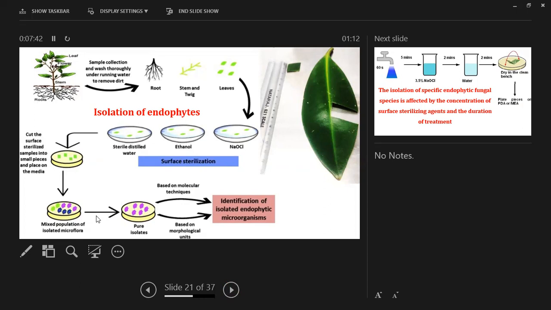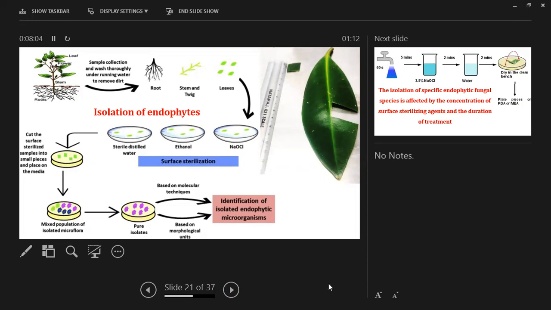You will imprint the leaf on a potato dextrose agar plate and inoculate it in a different plate. The imprinted plate should not have any growth, meaning the surface sterilization worked, and whatever fungi were present as an epiphyte on the surface have been removed. The inoculated plate should have fungi coming out of the leaf biomass, indicating it as an endophyte.